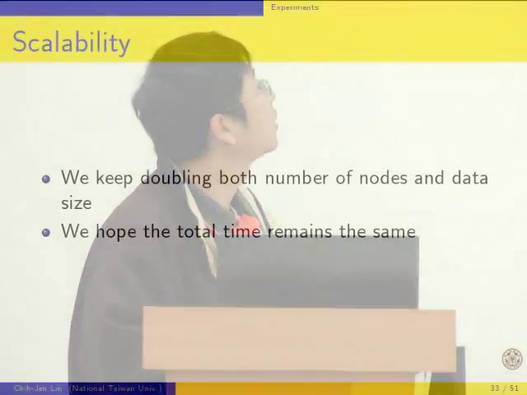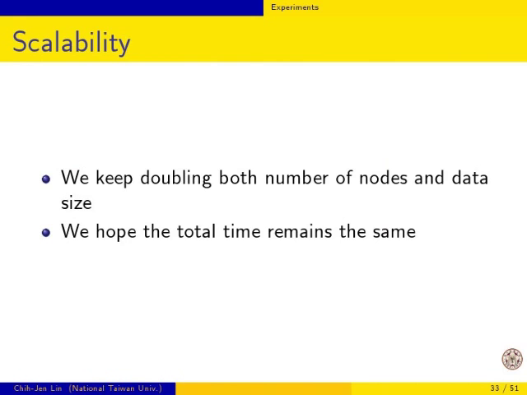So probably we mainly look at the total time at these moments. That's more accurate. So then let's check the scalability. By scalability, I mean that while we double the number of nodes, we also double the data size. And then, of course, we hope that under perfect scalability, the total time will remain the same.